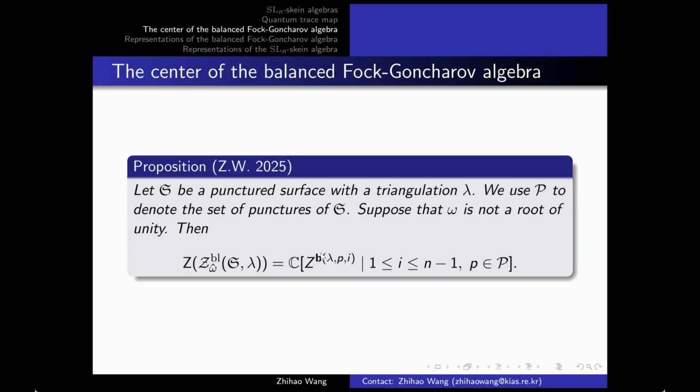So this is for the case when omega is not a root of unity. And later on, we will look at the case for the root of unity. Actually, now the root of unity case is not so interesting. The root of unity case is interesting, especially for quantum torus, because for the non-root of unity case, the center is too small.